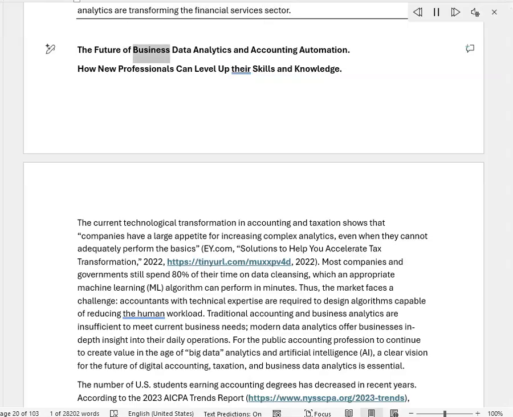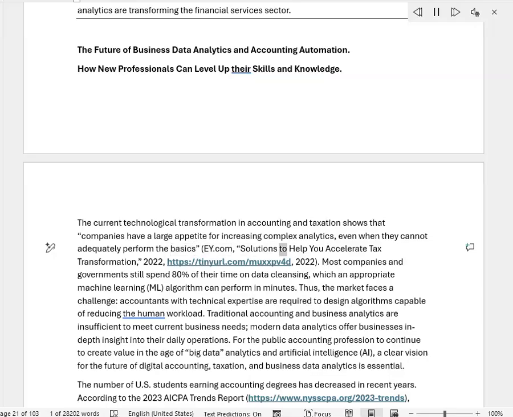The future of business data analytics and accounting automation. How new professionals can level up their skills and knowledge. The current technological transformation in accounting and taxation shows that companies have a large appetite for increasingly complex analytics, even when they cannot adequately perform the basics.